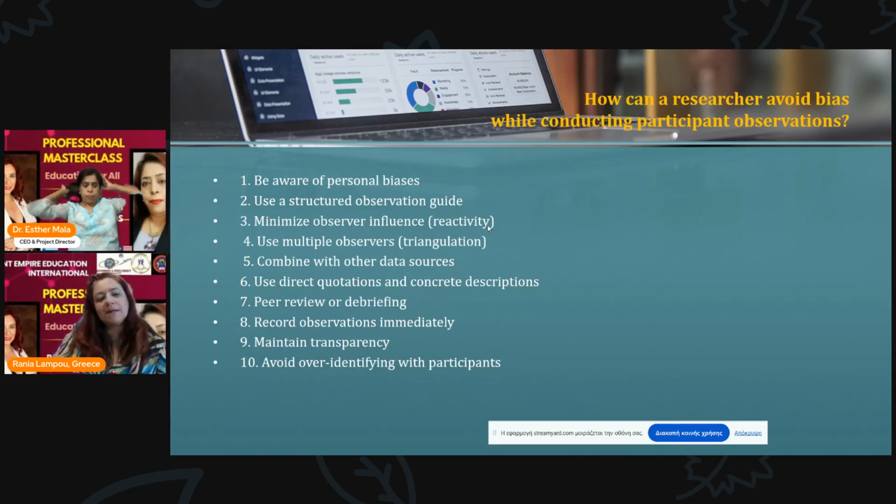Maintain transparency. Clearly describe your role, your presence, and your methods in your report so that readers can assess the potential for bias themselves. Avoid over-identifying with participants, so be cautious of what we call going native: losing objectivity by becoming too emotionally or ideologically involved with the group.